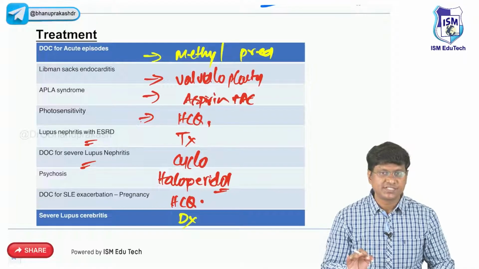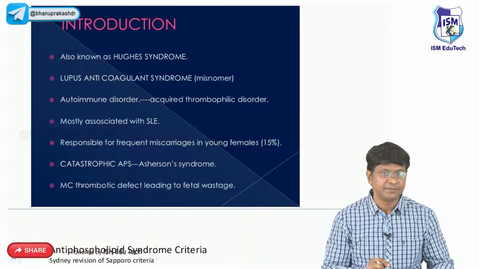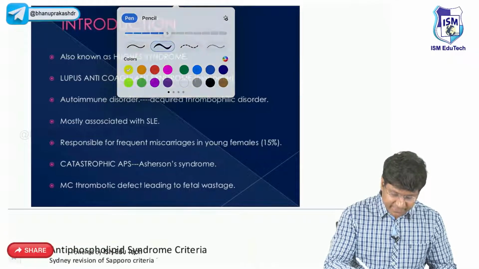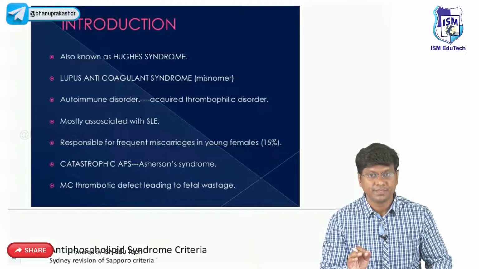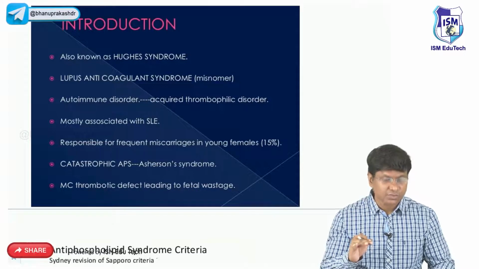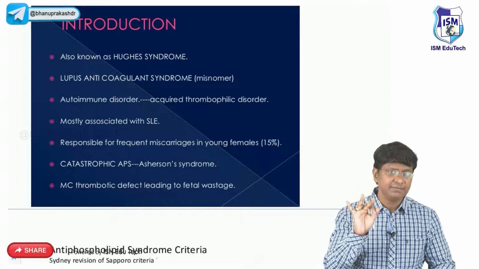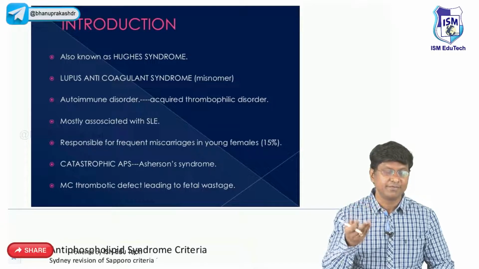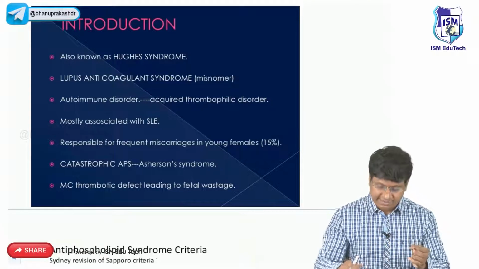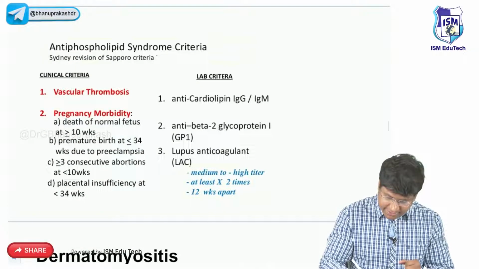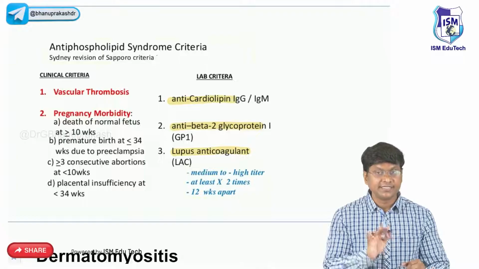Right. Next to systemic lupus erythematosus, let me take up the discussion of APLA syndrome, that is antiphospholipid antibody syndrome. The other name given to this is the Hughes syndrome, right? In these patients with antiphospholipid antibody syndrome, there are three important antibodies responsible for the development of hypercoagulability, clot formation. What are those three antibodies? That is anti-cardiolipin antibody, then anti-beta 2 glycoprotein, then lupus anticoagulant. These are the three antibodies.